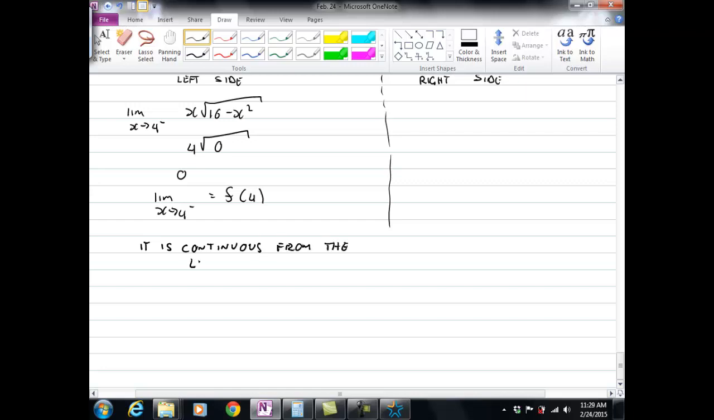Now we do the exact same thing for the right, but I'm not going to do it because you can figure that out on your own, and we write our concluding statement. That is proving continuity within the interval.